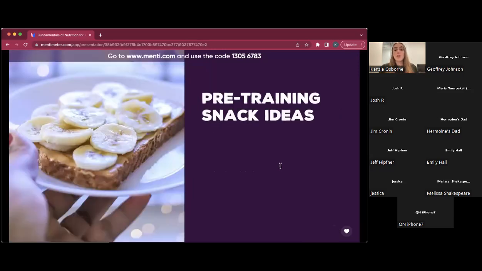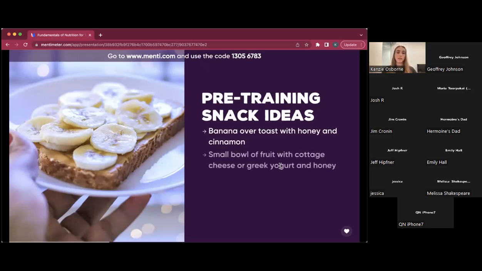Okay, so a few of these pre-training snack ideas that you would be able to have, they're going to be higher in those quick carbohydrates, and they're not going to have as many of those slow carbohydrates. So some examples could be banana over toast with a little bit of honey and cinnamon. When you are choosing the toast, in this case, don't choose a ridiculous high fiber one. A regular whole wheat is fine.